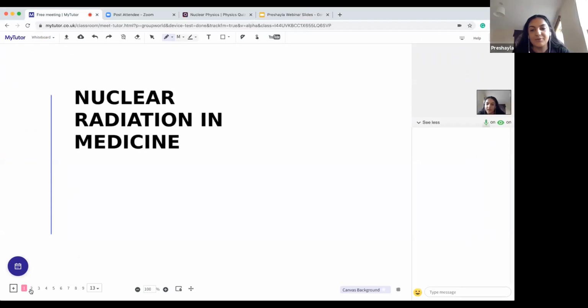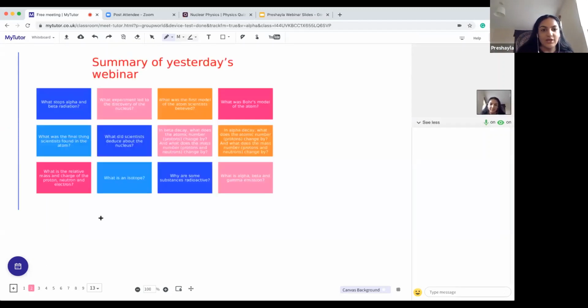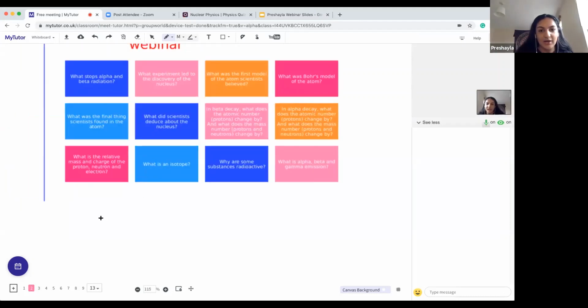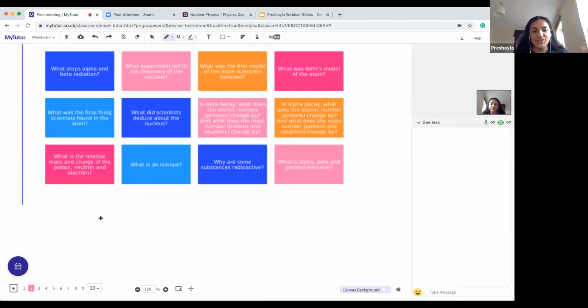Okay, so let's summarise what we did last week and that first half of nuclear, really understanding what alpha, beta and gamma are. So this was Tuesday's webinar, so 1 week ago. So we looked at what stops alpha and beta radiation, we looked at paper stopping alpha, foil stopping beta, and then lead or concrete stopping gamma.